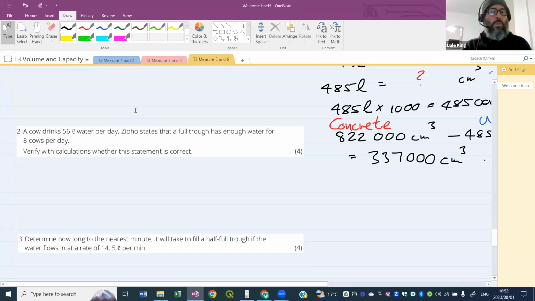Here's question 2. A cow drinks 56 liters of water per day. Zipo states that a full trough has enough water for 8 cows for 1 day. Verify with calculations if this statement is correct. So we've got one cow, 56 liters of water per day. He says the water in this trough, which is 485 liters, is enough for 8 cows in 1 day.